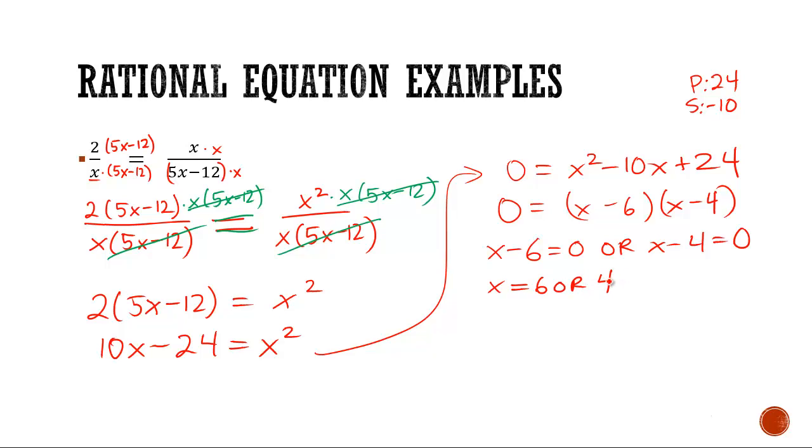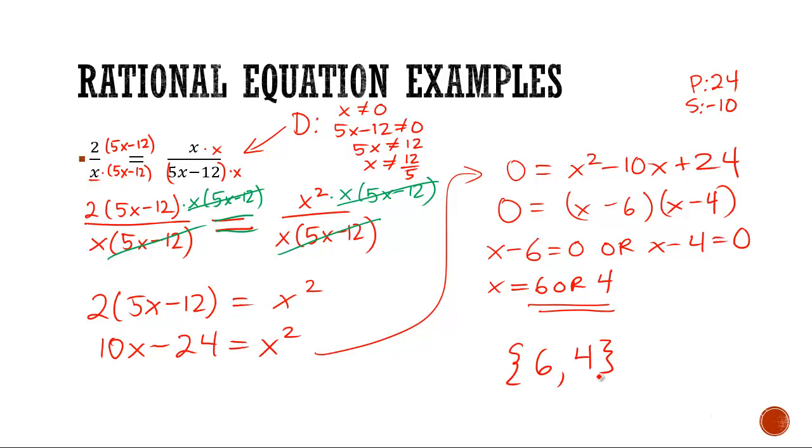But we need to test both of those to double check, are they in our domain? Well, the domain is x cannot be 0 and 5x minus 12 cannot be 0, which means that 5x cannot equal 12, which means that x cannot equal 12 over 5. Well, 6 and 4 do not make either of those denominators 0, so they are both in our solution. So our solution set is made up of 6 and 4.